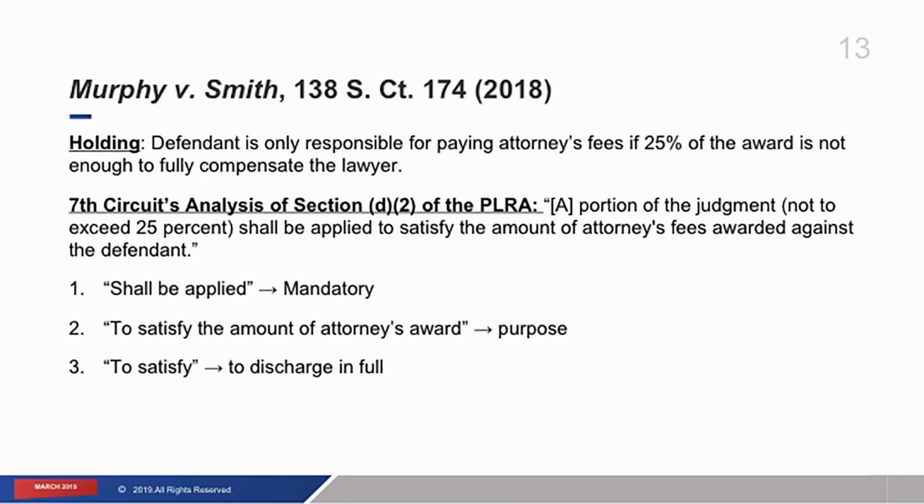Let's talk a little about the Supreme Court case Murphy v. Smith. In Murphy v. Smith, a prisoner by the name of Charles Murphy brought an action against two prison guards under Section 1983 and state law, alleging that the officers hit him and in the process fractured part of his eye socket and then left him without medical attention.